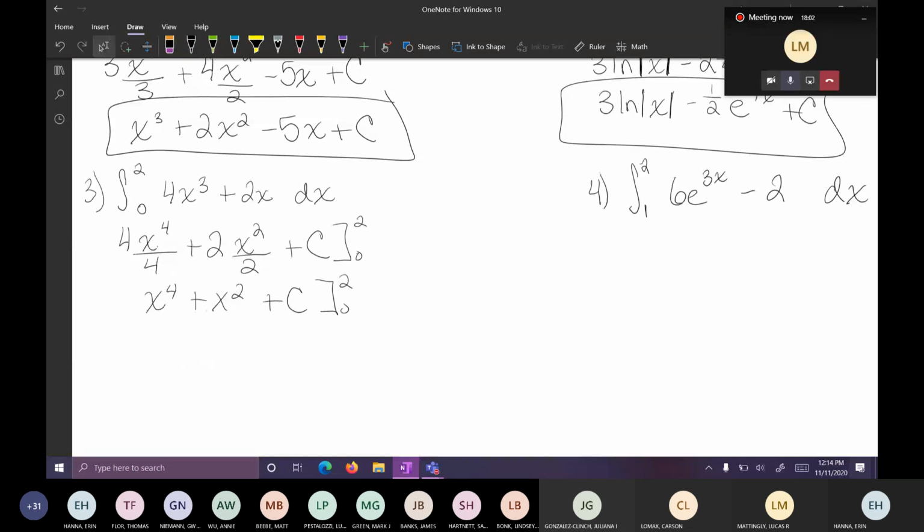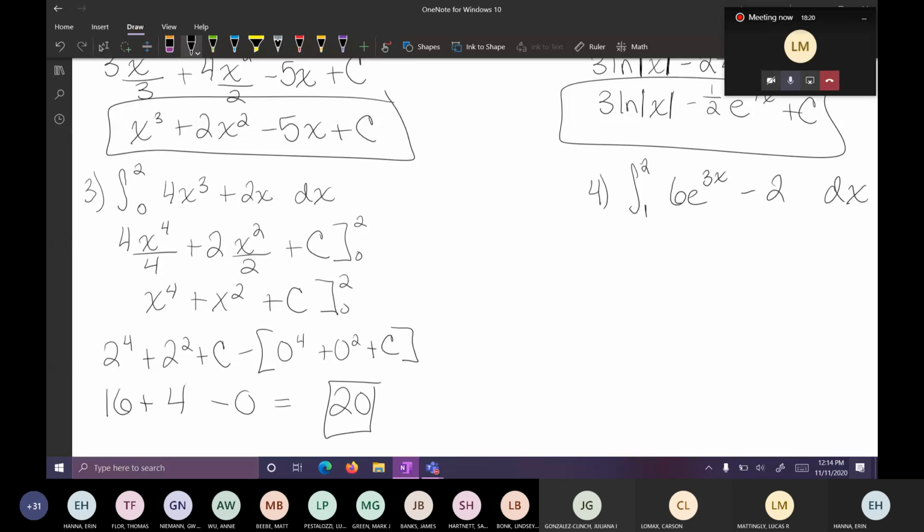Top bound minus bottom bound. So you plug in the top bound first, then subtract what you get when you plug in the bottom bound. 2 times 2 is 4, times 2 is 8, times 2 is 16. So 20. And yes, I know you can type those into your calculator, but I'm expecting you to show me the antiderivative and the answer.